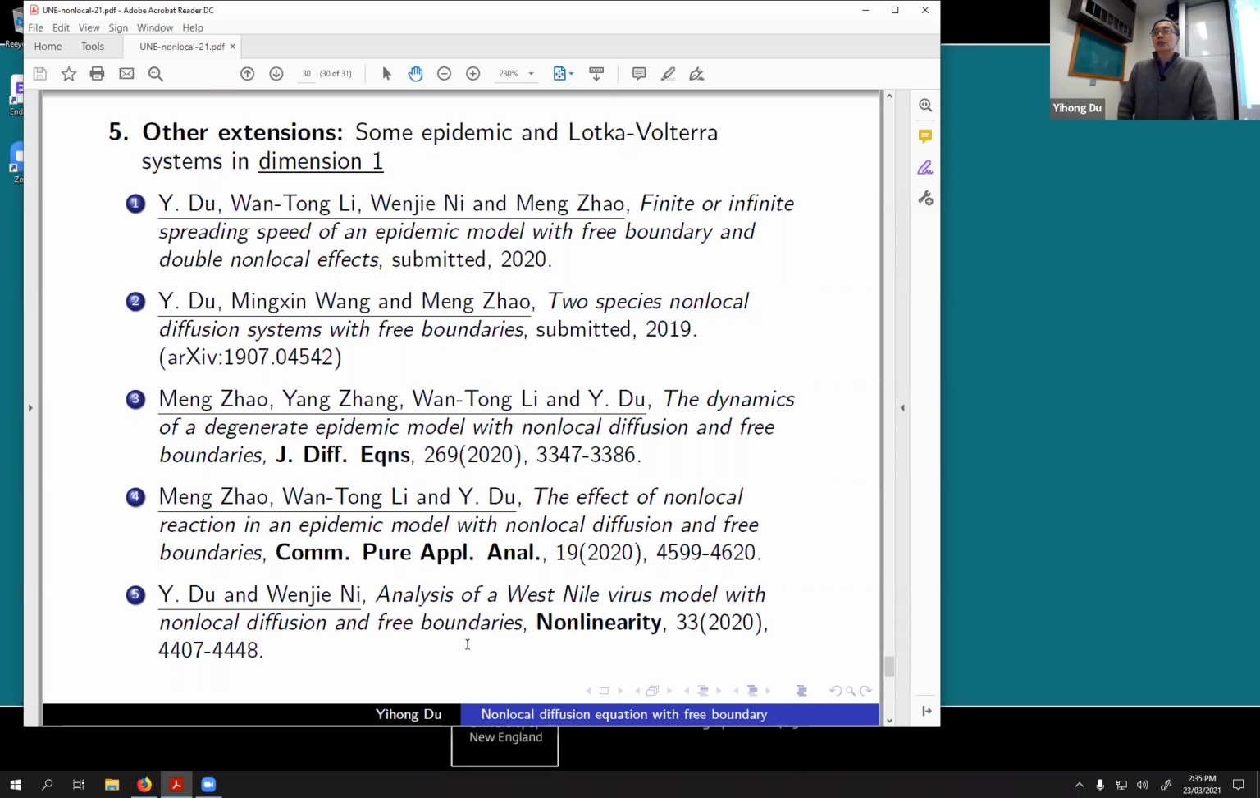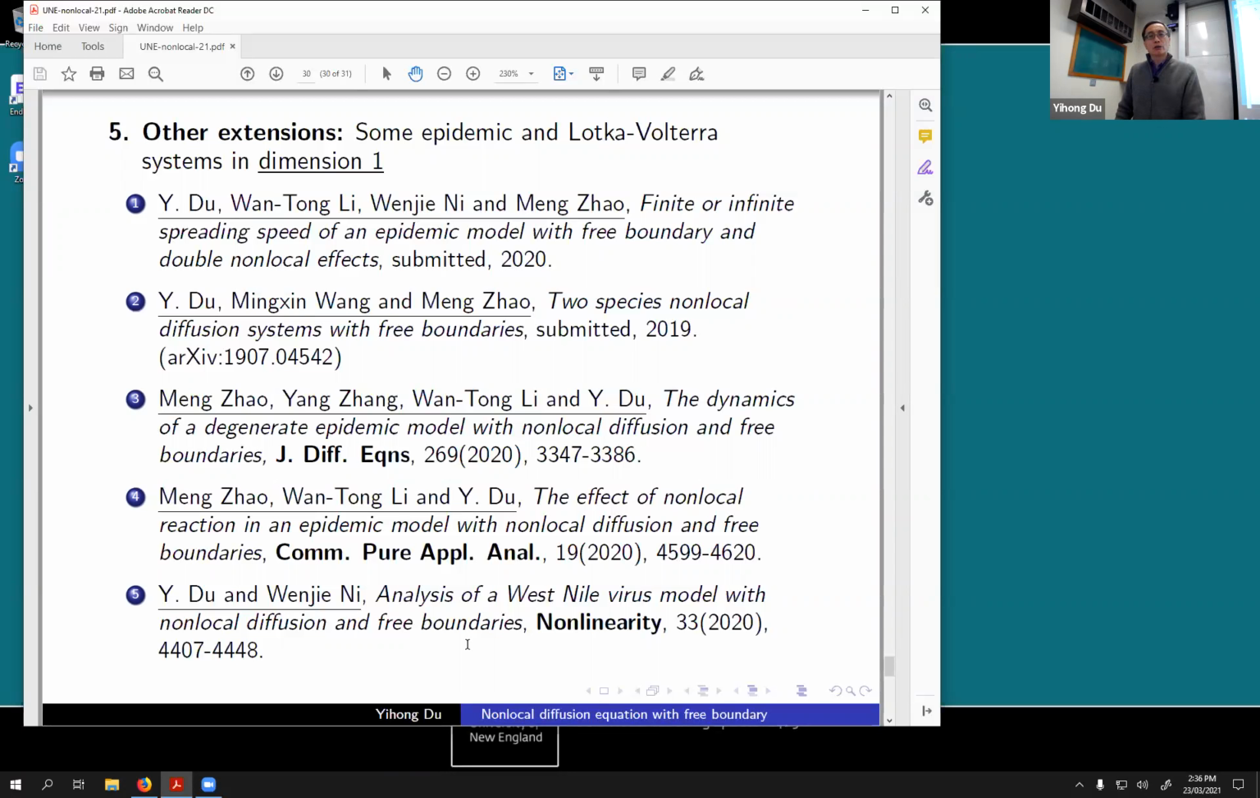The nonlocal diffusion is particularly popular recently because you have so many choices of your kernel function. If you have a particular problem, you can use data and try to figure out a more suitable kernel function.